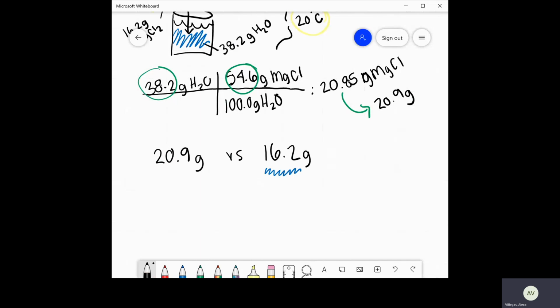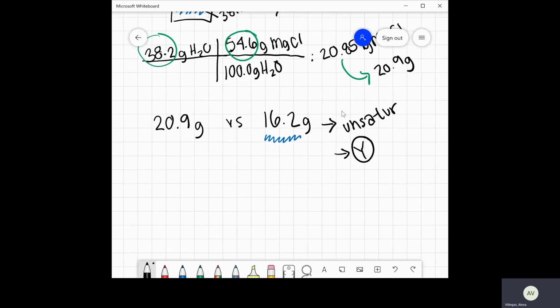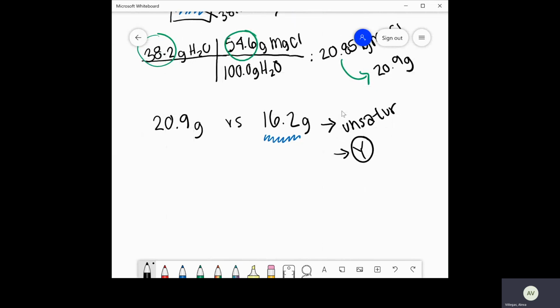Since 16.2 is less than 20.9, that means it is unsaturated. And since it is unsaturated, that means yes, it is a homogeneous mixture. And the next part of the question asks, if it is homogeneous, how many more grams of magnesium chloride are required to make a saturated solution? So in order for it to be saturated, we need for it to exceed this 20.9 grams.